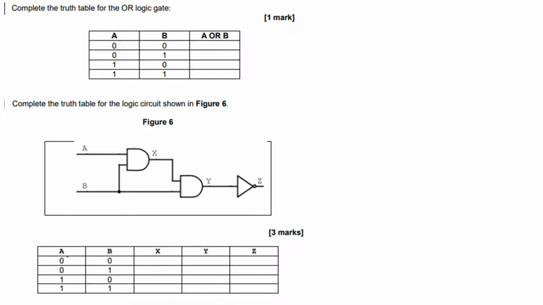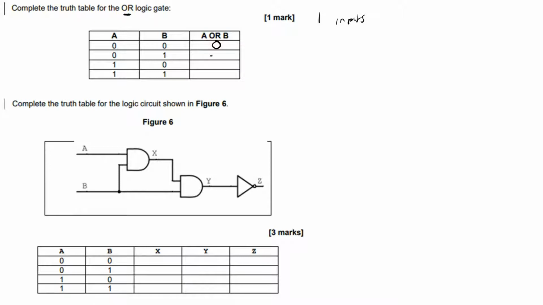This is 342, which is Boolean logic. So we've given a truth table here for the OR gate. Now an OR gate will output true whenever one of the inputs is true. So 0 is false and 1 is true. So if they're both false, then the output must also be false.